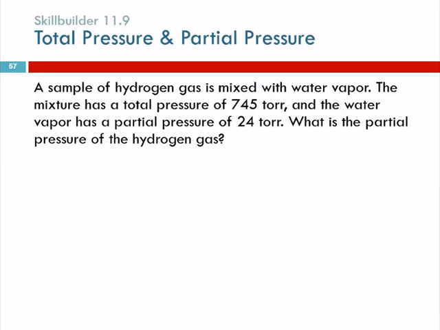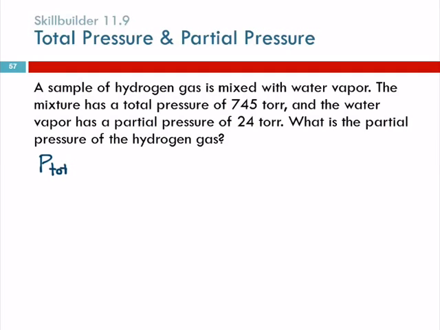If you've got a gas that's hydrogen and water vapor, should sound familiar to the people who did lab yesterday. Here's the total pressure, 745 torr. The vapor pressure of the water has a partial pressure of 24 torr. What's the partial pressure of the hydrogen?